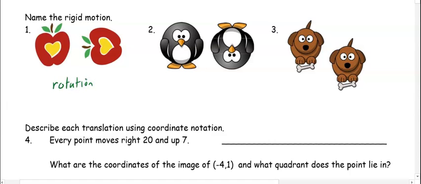In number 2, we have a penguin and an upside down penguin. So the penguin was flipped. So this is a reflection. And in 3, we have a dog that was moved from one spot to another, which is a translation.